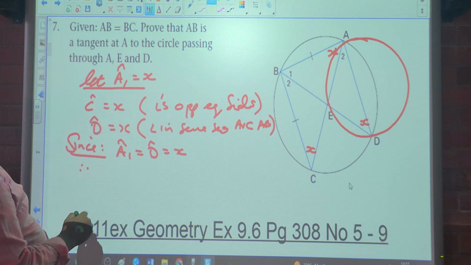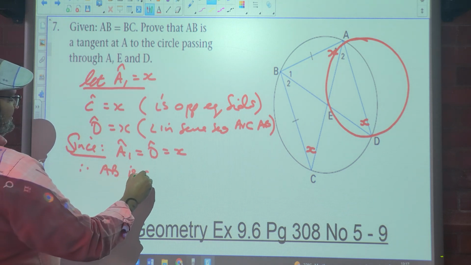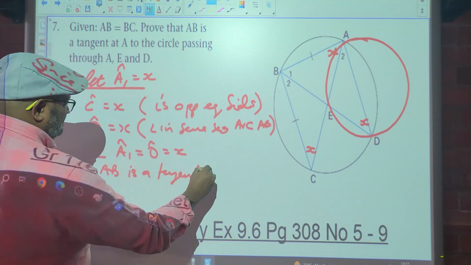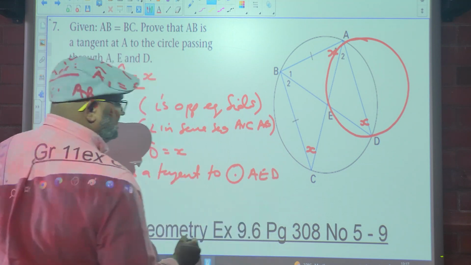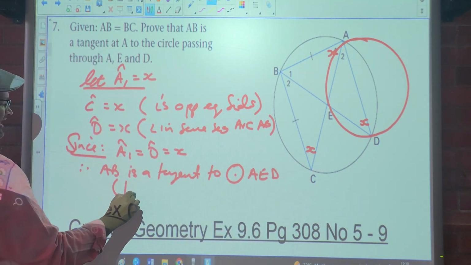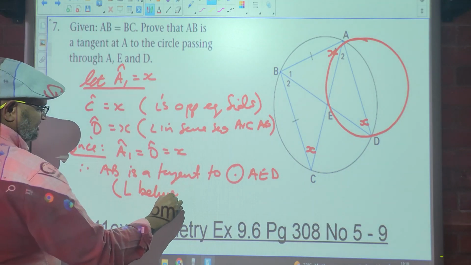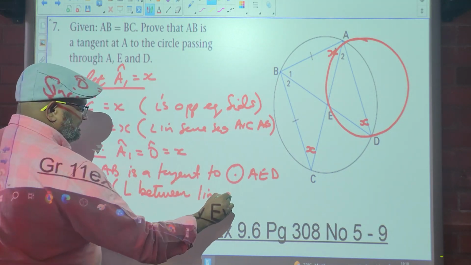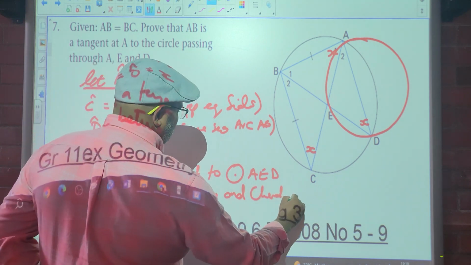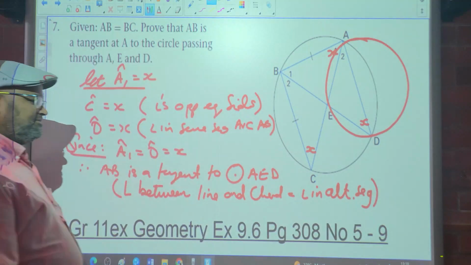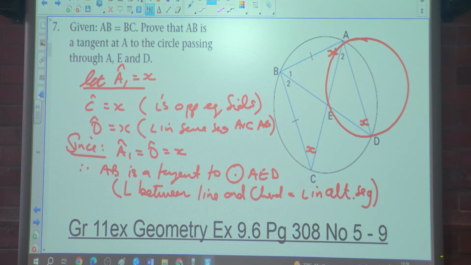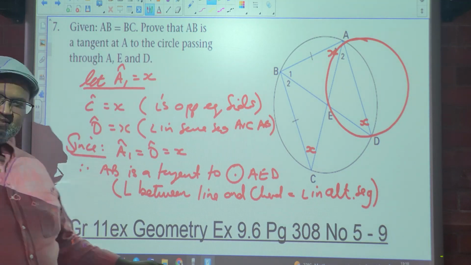Therefore, now we answer the question. AB is a tangent to circle AED. Why? Because angle between line and chord equals angle in the alternate segment. Or you could have simply written converse of the tan chord theorem. Easy enough? 4 marks or something like this.